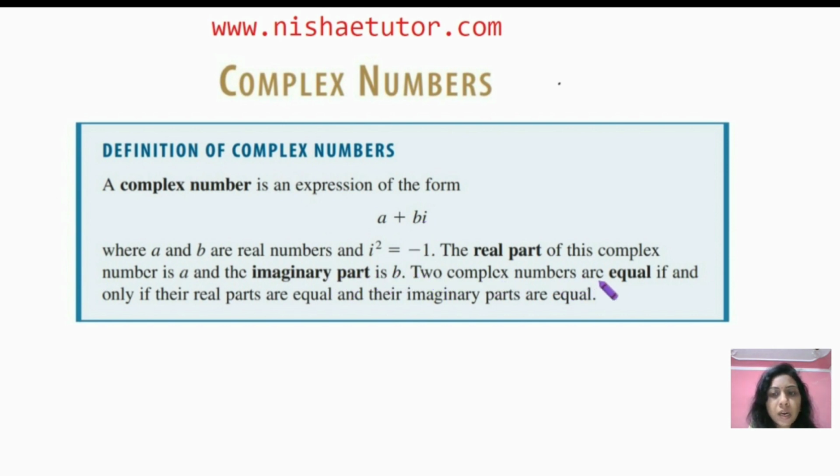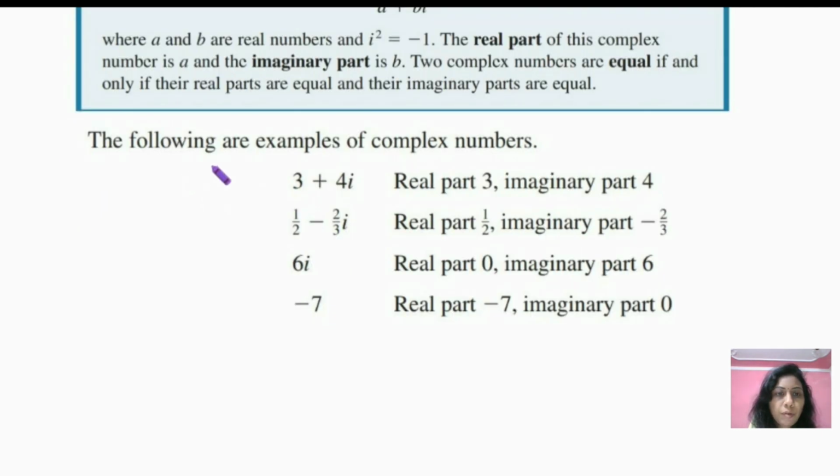Two complex numbers are equal if and only if their real parts are equal and their imaginary parts are equal. The following are examples of complex numbers. 3 plus 4i. Here real part is 3 and imaginary part is 4. Here 1 upon 2 minus 2 upon 3i is also a complex number. Real part is 1 upon 2 and minus 2 upon 3 is imaginary part.